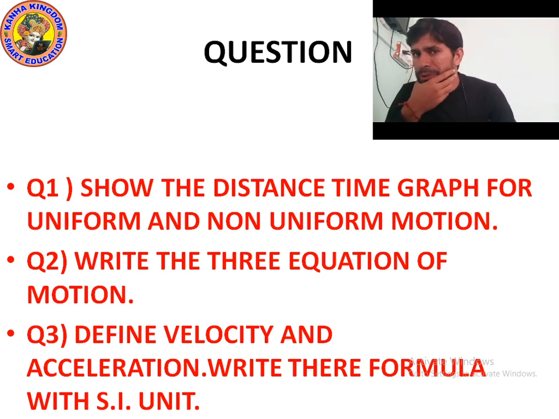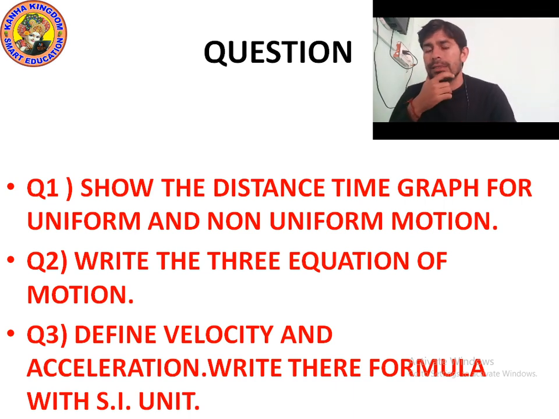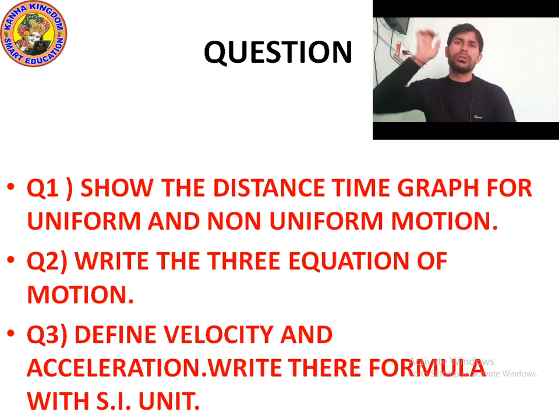Question number 2. Write the three equations of motion. First equation, v is equal to u plus at. Second is s is equal to ut plus half at square. Third is 2as is equal to v square minus u square, where v means final velocity, u means initial velocity, a means acceleration, t means time, s means distance traveled or position.